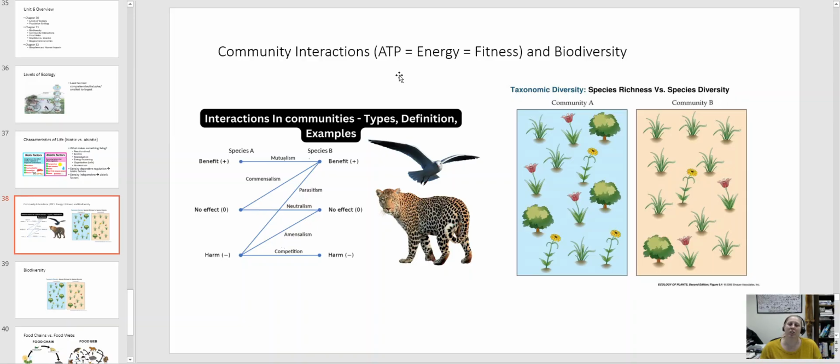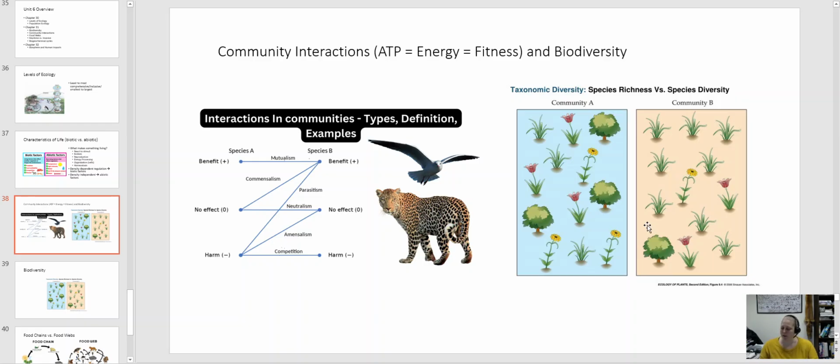And then competition is a minus minus, where both individuals lose future fitness. And mutualism is a plus plus, where individuals benefit from their interactions. I did also throw biodiversity on here in terms of community A and community B.